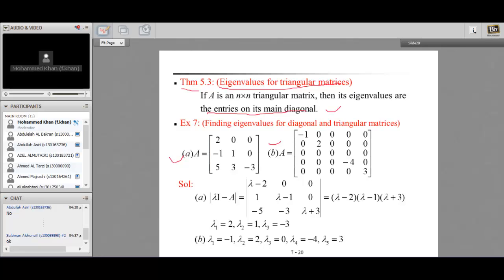So if you are asked to find the eigenvalues of this matrix, you directly put that the eigenvalues will be its diagonal elements. That is, lambda 1 is equal to 2, lambda 2 is equal to 1, lambda 3 is equal to minus 3. There is no need to solve it in this way. You directly put the answers.